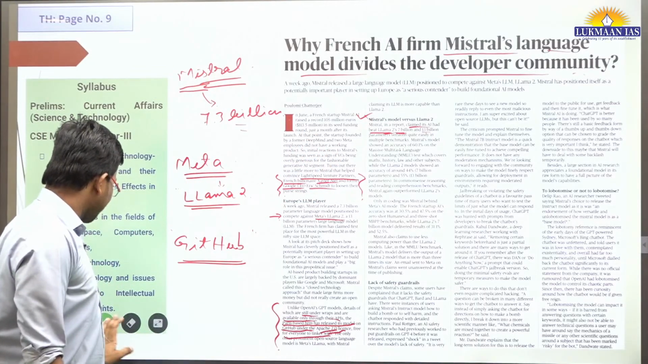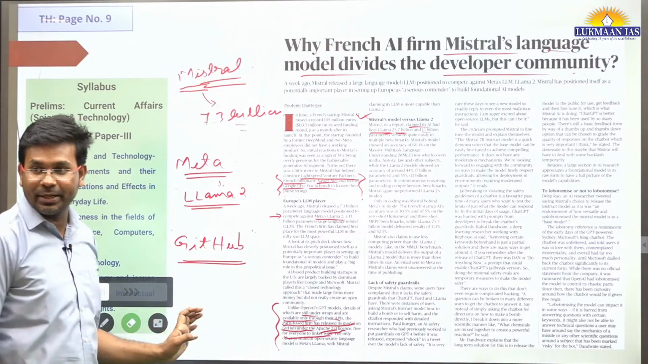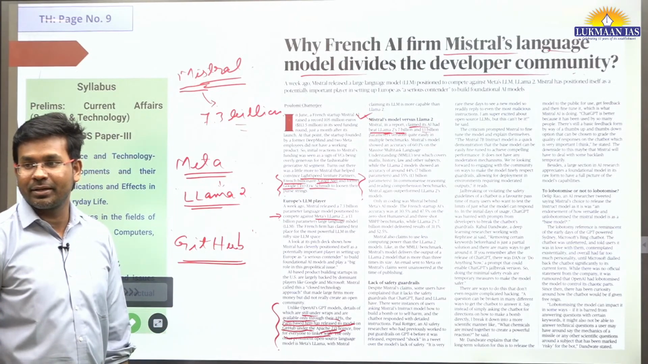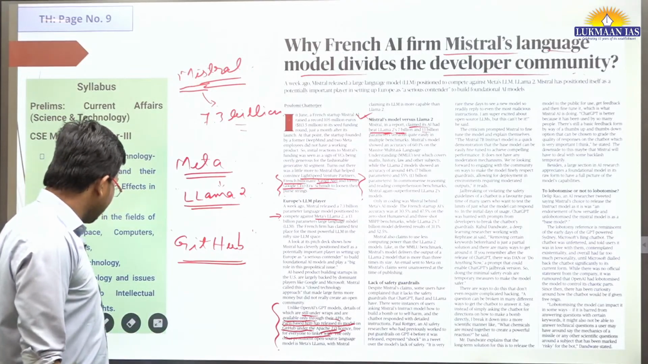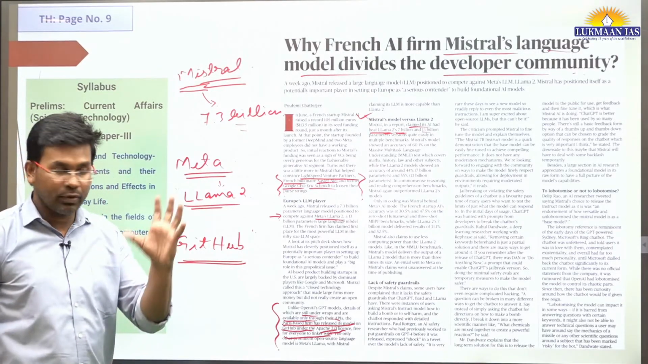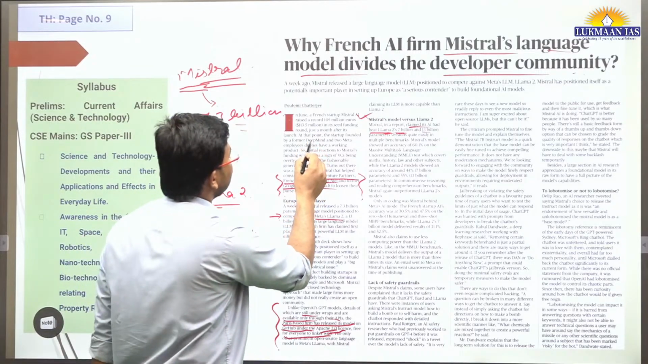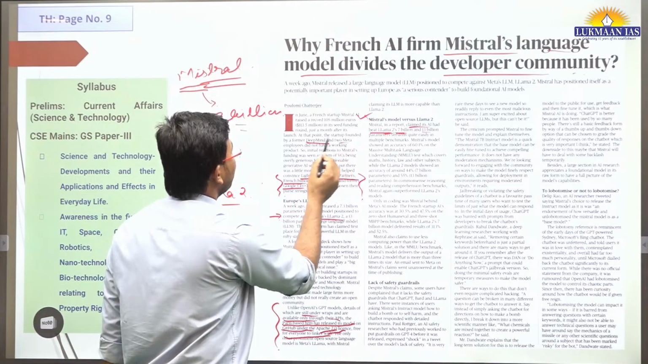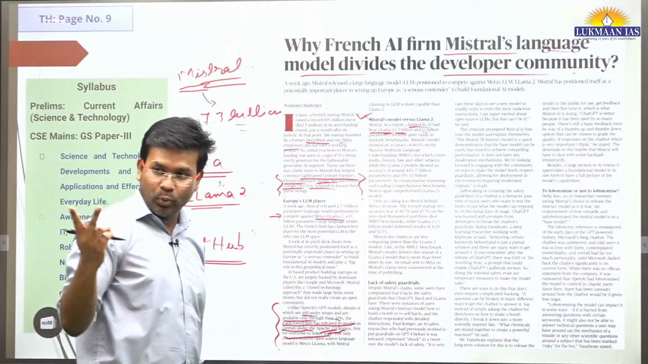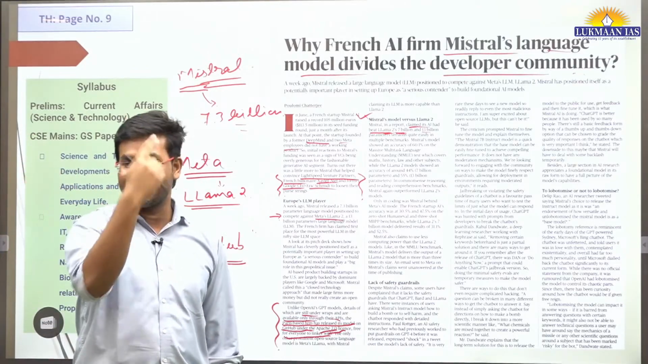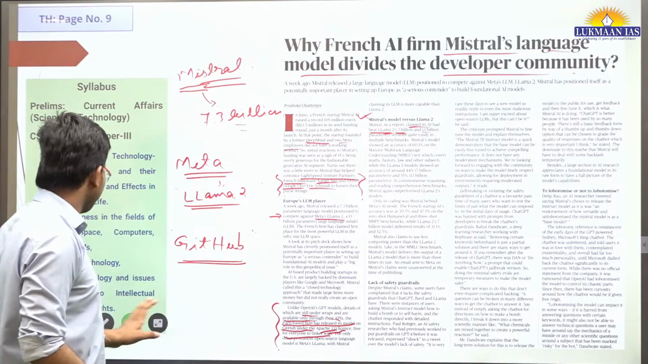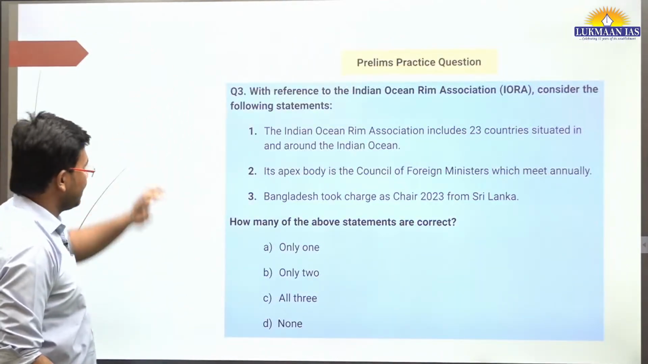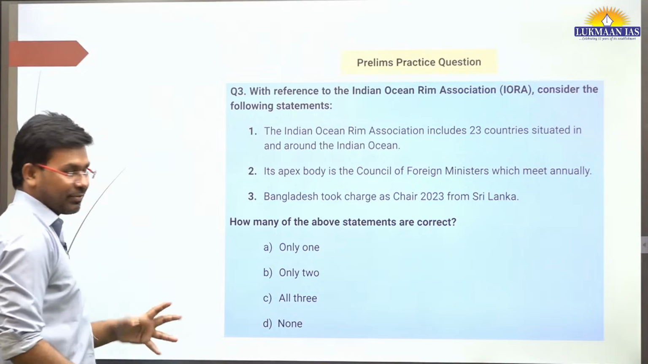Okay, name of a company. It's not a subsidiary. It's a new company that has been established by a few employees who were earlier working elsewhere. One of the employees was earlier working in DeepMind, and two were working in Meta. So two Meta employees have left and started their own company, Mistral. And they have been, let's say, financed also by these. So that's why the developer community is divided.